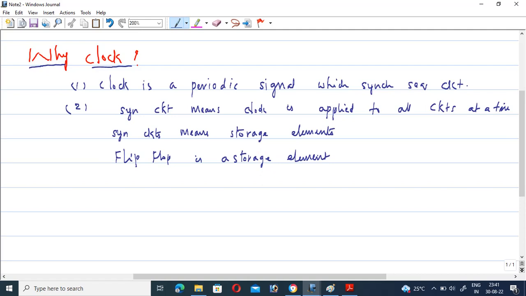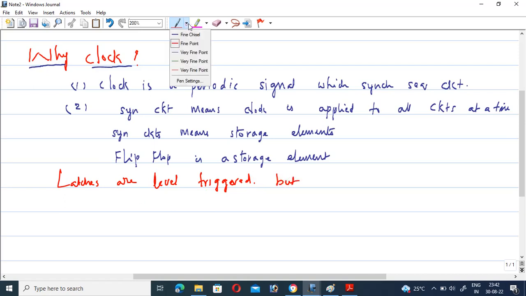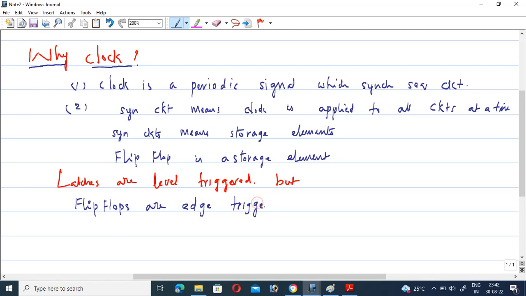Generally, latches are level triggered, but flip-flops are edge triggered.